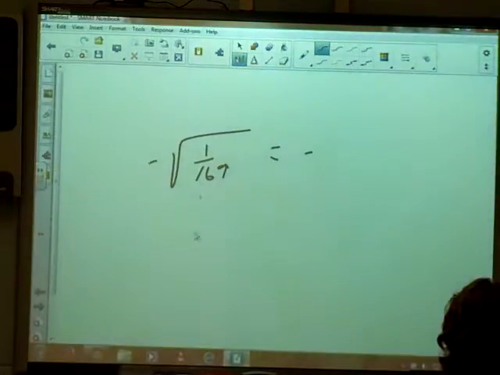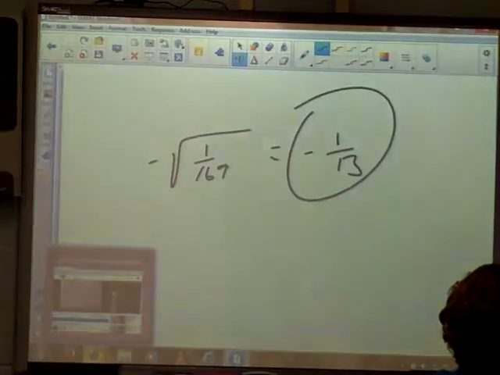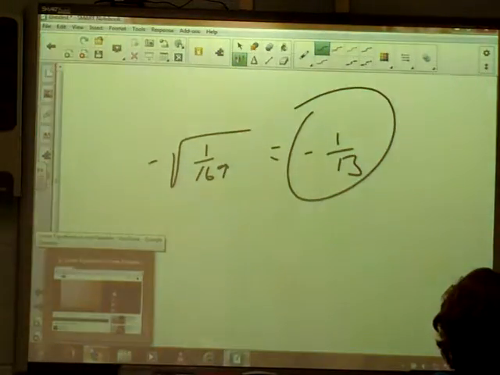Now, when you take the square root of a fraction, you do the square root of the top. Square root of 1 is 1. Square root of the bottom. Square root of 169 is 13. Good job, Brady. You're being smart about it.